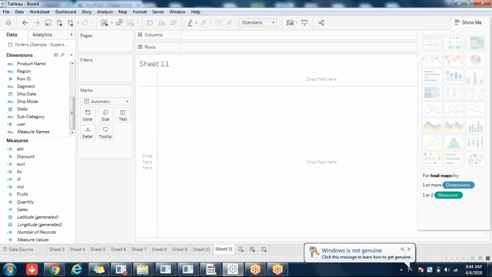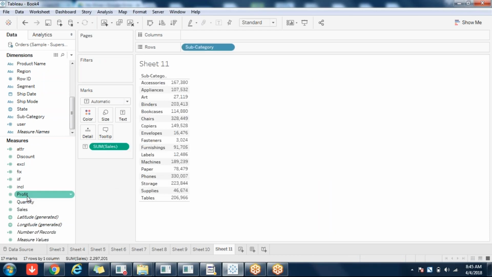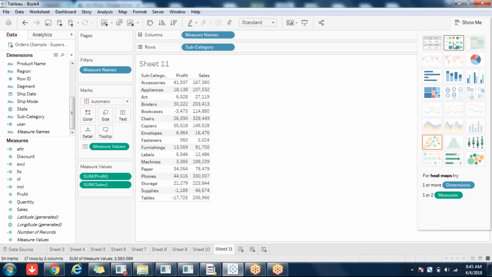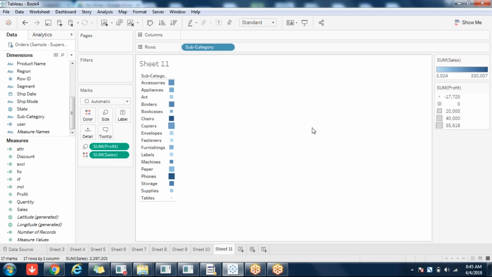We can use multiple dimensions and multiple measures. No, you see this tree map: one or more dimensions, one or two measures. And the heat map, the same. So what does that mean? That means same data. I will show you same data here. I'm using the same data just to show you this scenario. So same data can be represented in different ways.